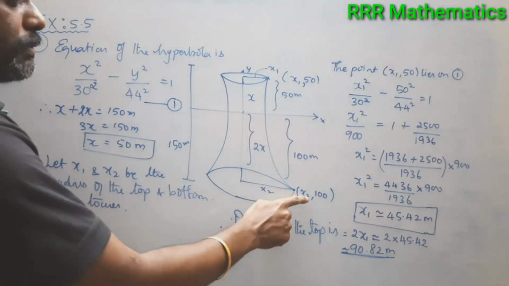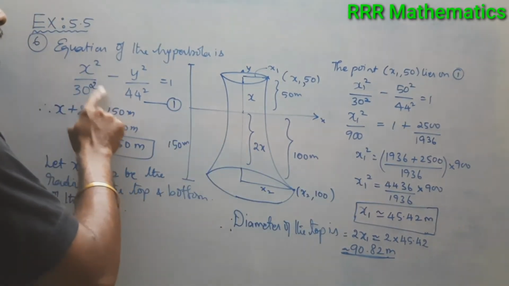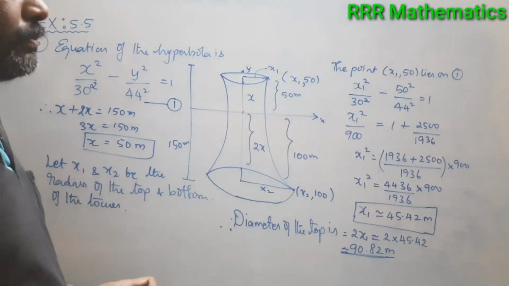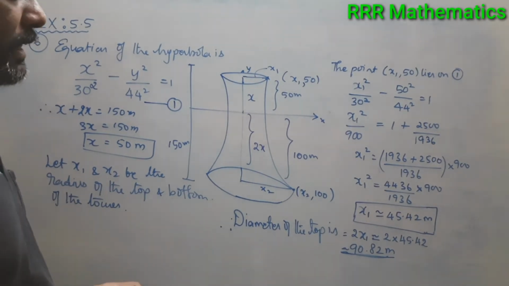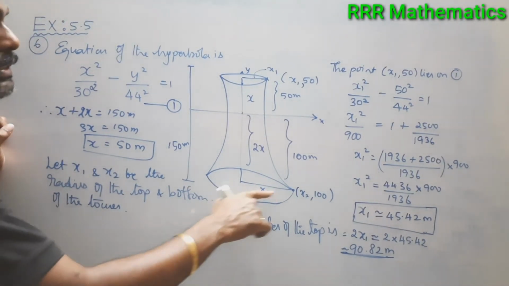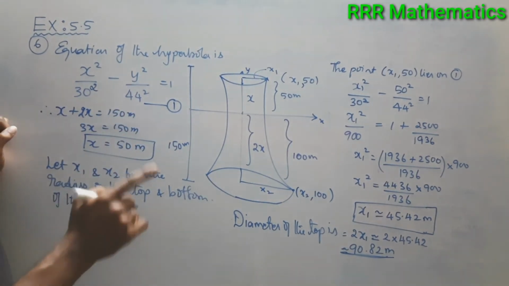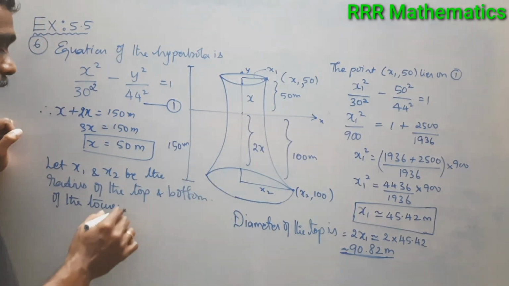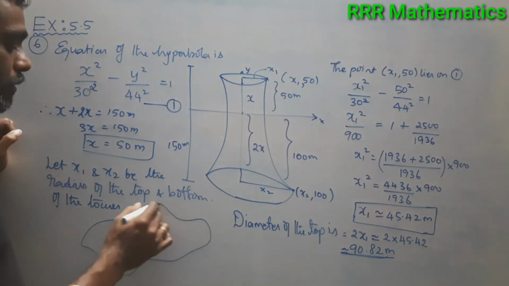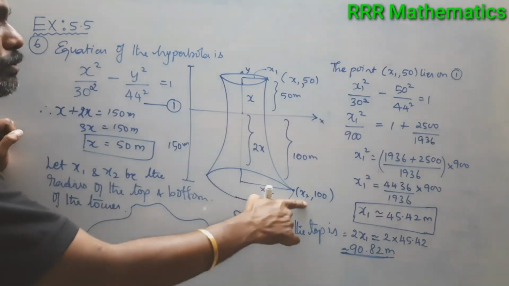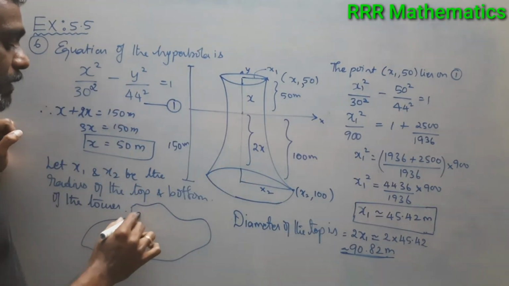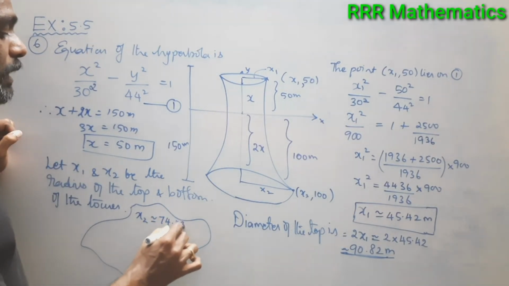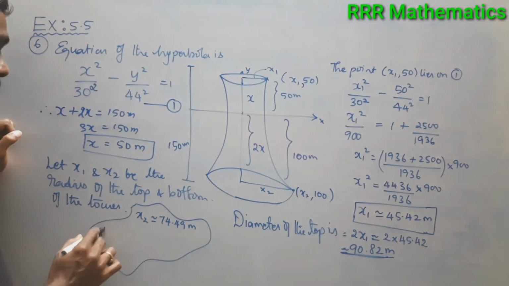Similarly, substitute x2 comma 100 in 1 and you will get the value of x2. For this problem, the second portion I will give to you. Find out and tell me the answer. When you multiply by 2, it gives the diameter of the bottom of the tower. This calculation I will give to you. When you substitute x2 comma 100 in 1, you will get x2 approximately 74.49 meter.